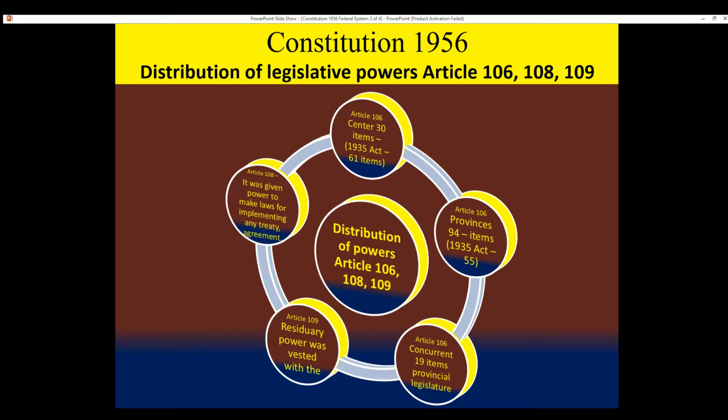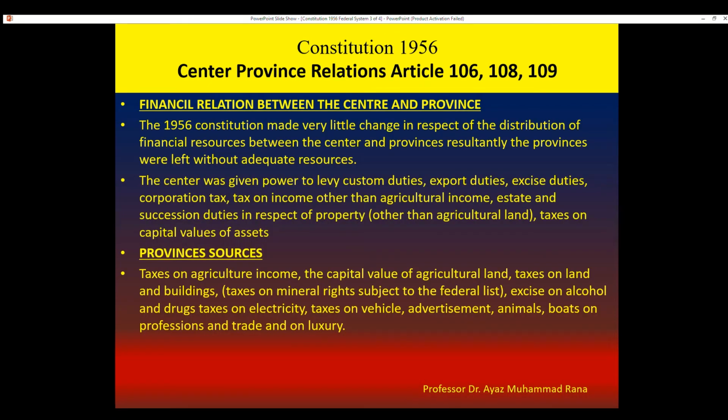Article 109 is about the residuary powers. According to these, the central government as well as the federating units were given power to legislate. So this was a rather loose situation. Article 108 gave the power to make laws for implementing any treaty or agreement. This power was given to the central government, which was empowered to legislate if there was any agreement with any other state.